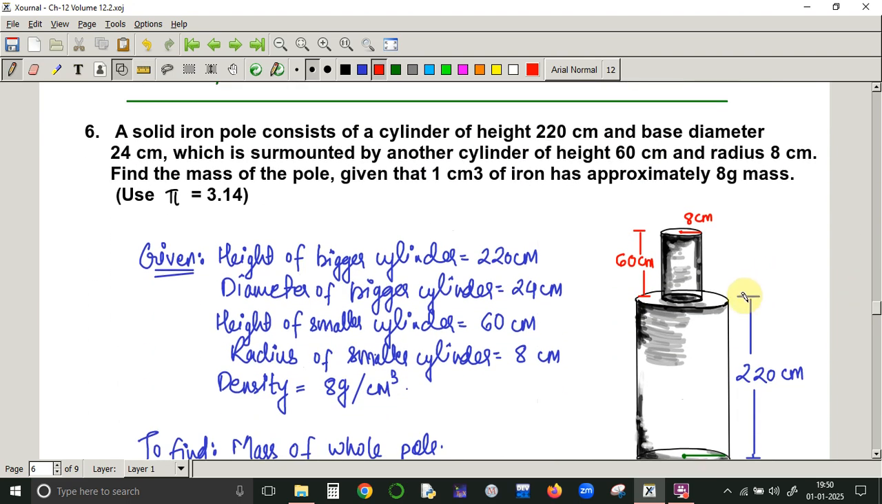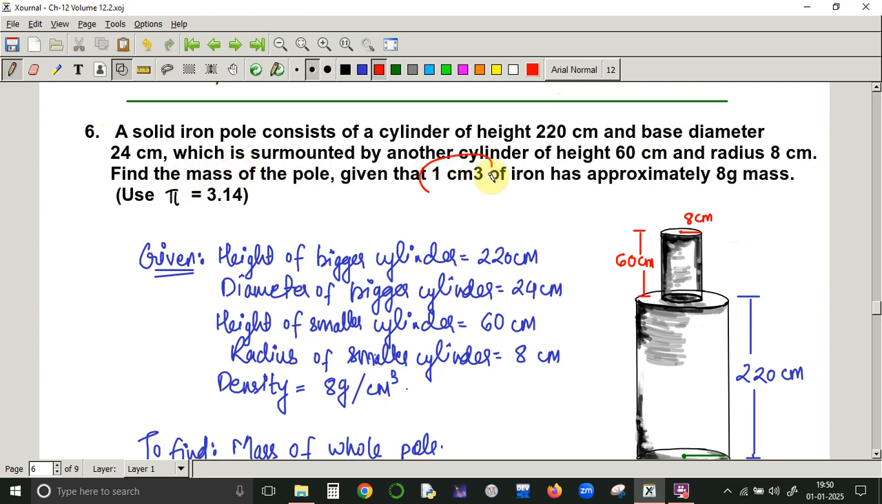Let's take next question. A solid iron pole consists of a cylinder of height 220 centimeter and base diameter 24 centimeter. So radius is 12. It is surmounted by another cylinder of height 60 centimeter and radius 8 centimeter. We have to find the mass of the pole.